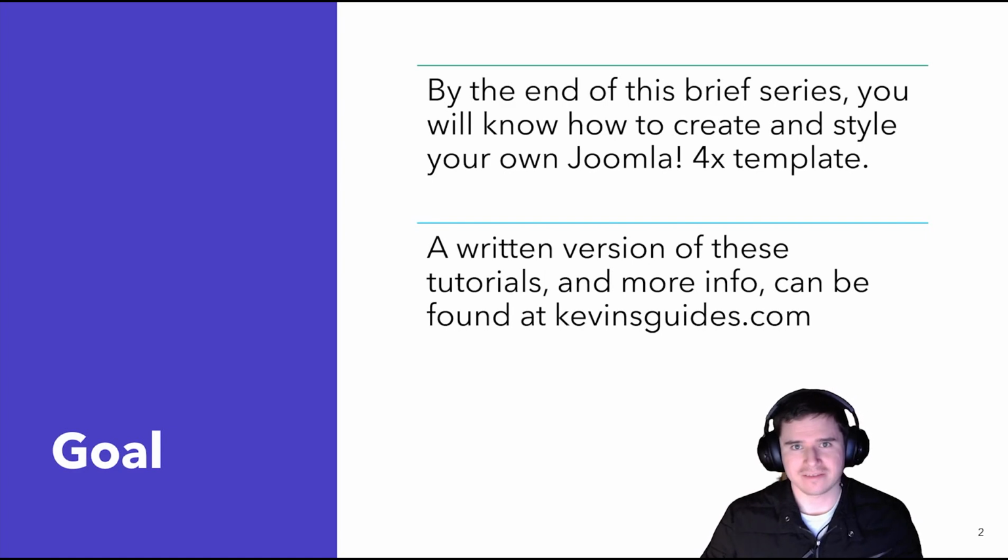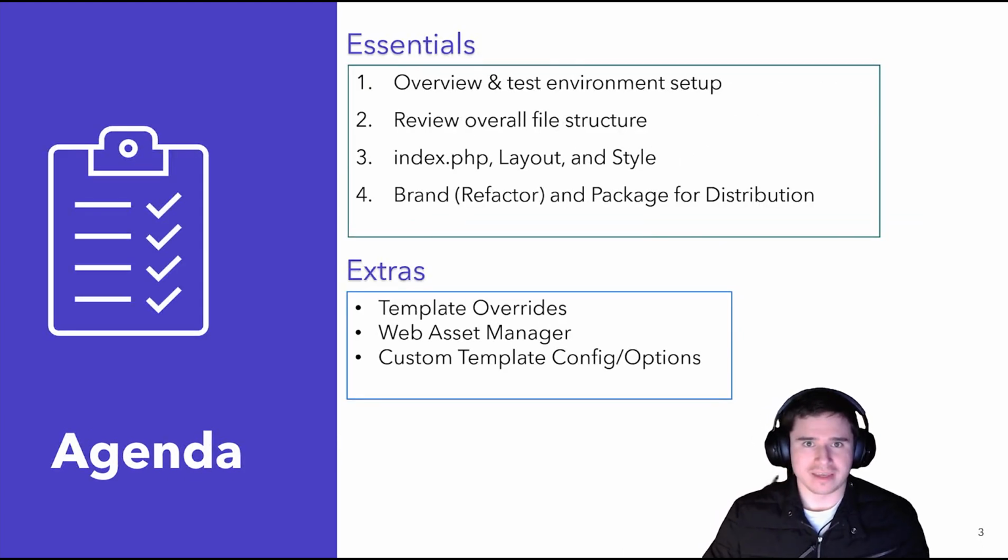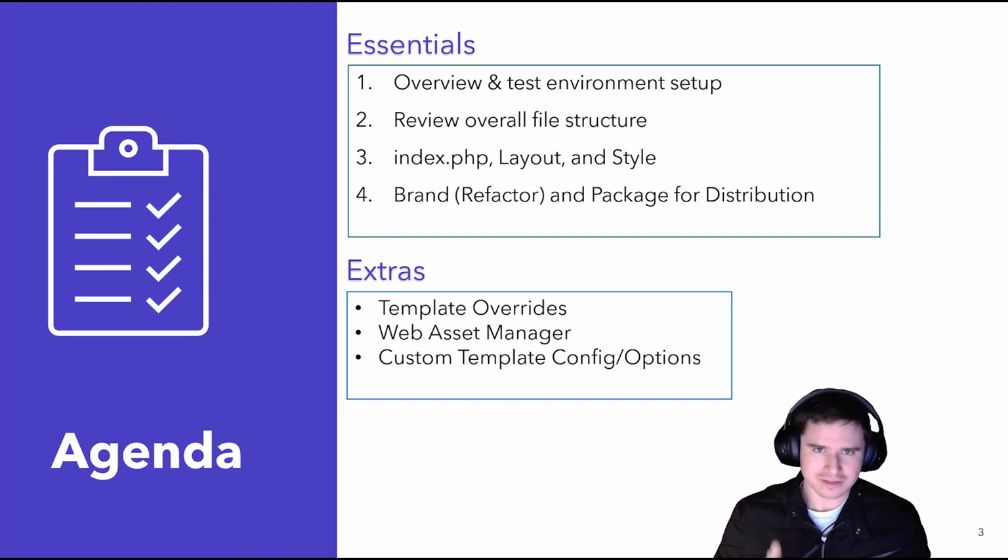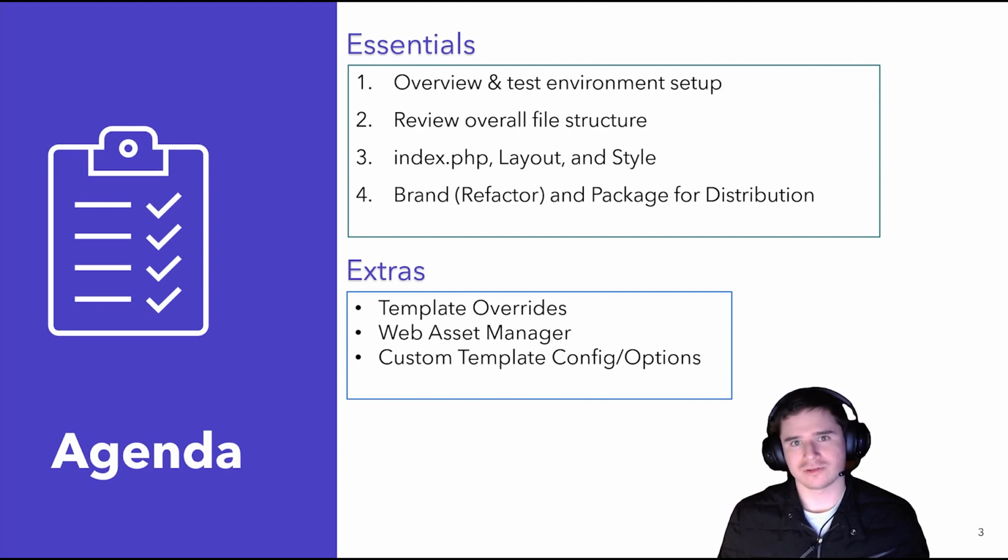By the end of this brief series, you will know how to create and style your own Joomla 4 template. A written version of these tutorials and more information on Joomla can be found at my website in the description, kevinsguides.com. The main things we're going to cover in this short series are some essentials with template development, which include an overview of the entire process, along with how to set up a test environment for this Joomla template.